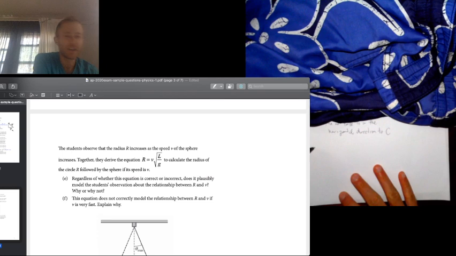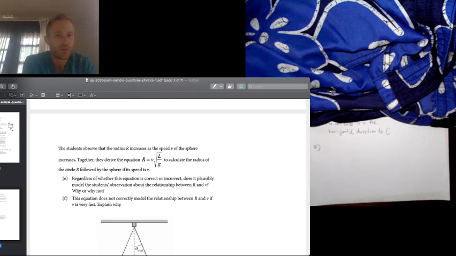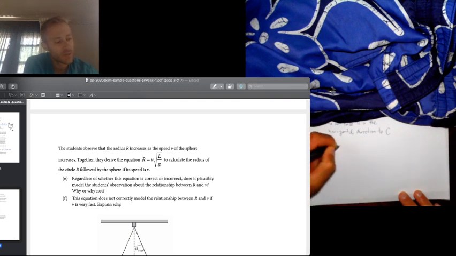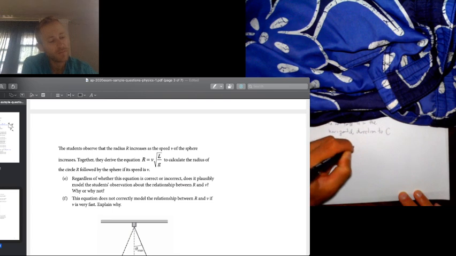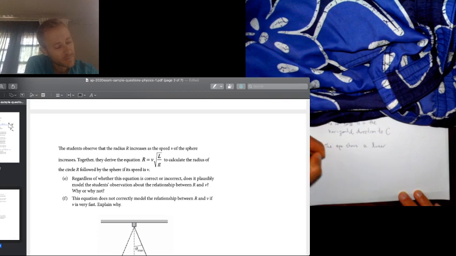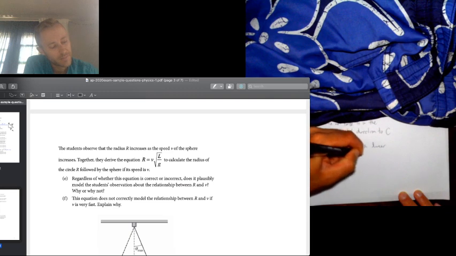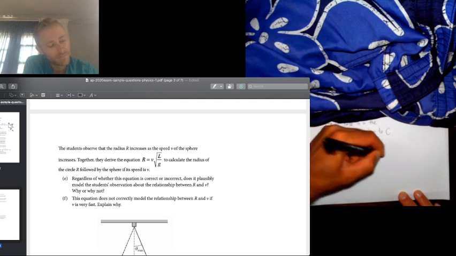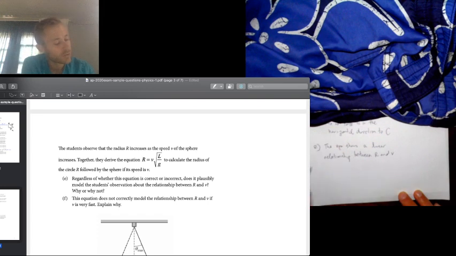So what I would say is we can see that this equation shows a linear relationship between r and v. So as v goes up, r goes up. So I would say it's consistent. Okay.